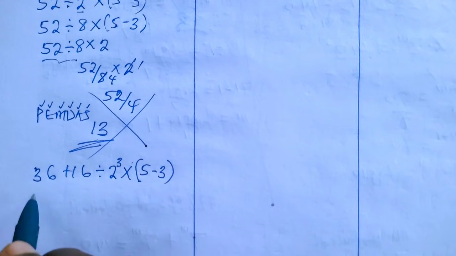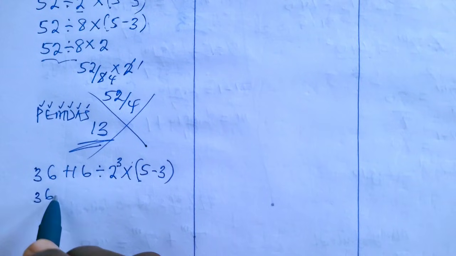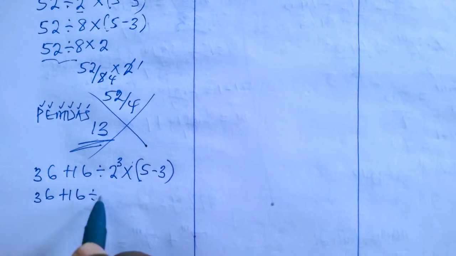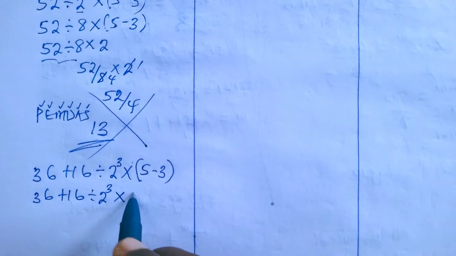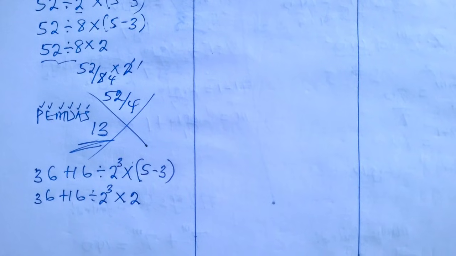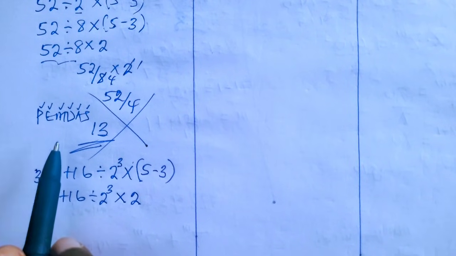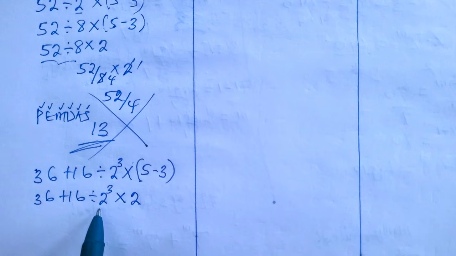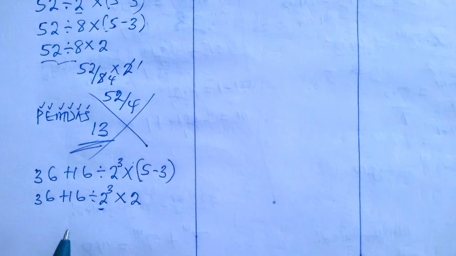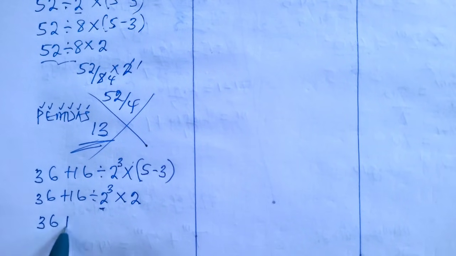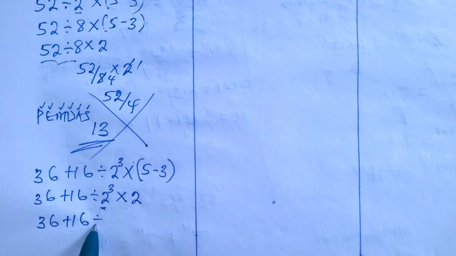That simply means you are going to simplify the terms inside the parentheses first. And this expression becomes 36 plus 16 divided by 2 to the power of 3 multiplied by (5 minus 3), that gives us 2. Then again, next, we are going to consider the exponent because exponent is of higher priority than others. As such, we simplify 2 to the power of 3, that gives us 8.